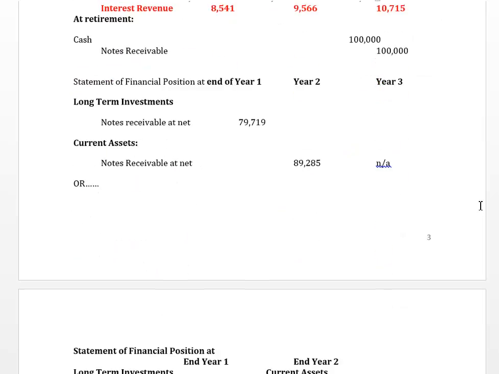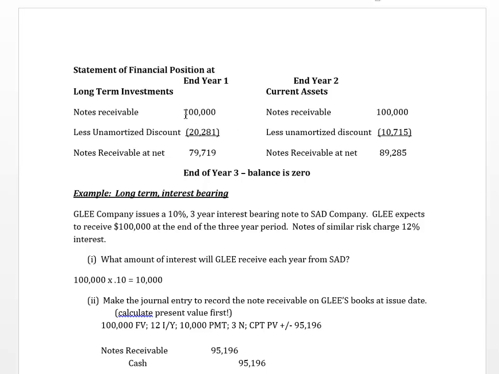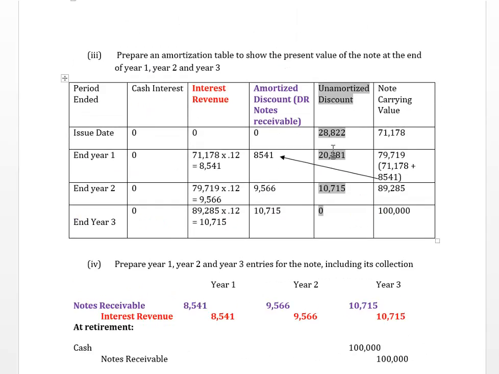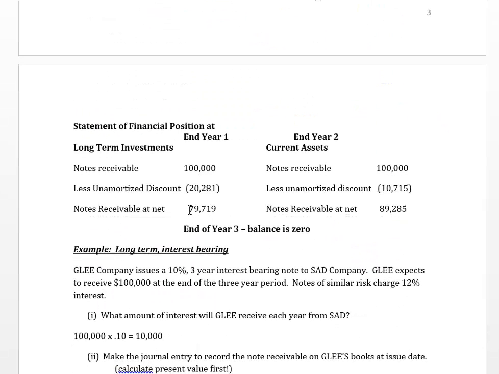So here's what it would look like if you were doing your statement of financial position using that presentation. We'd have our note at its face value, less the unamortized discount at the end of year one, which again we showed you can get right from your table, all right? And that will give you the note receivable at net $79,719.